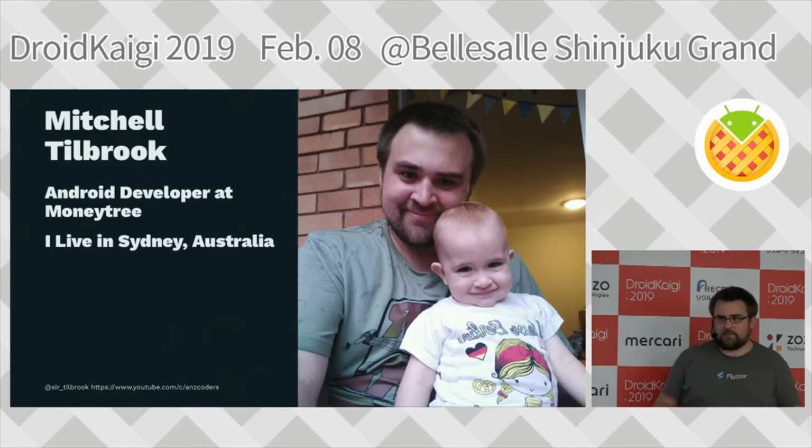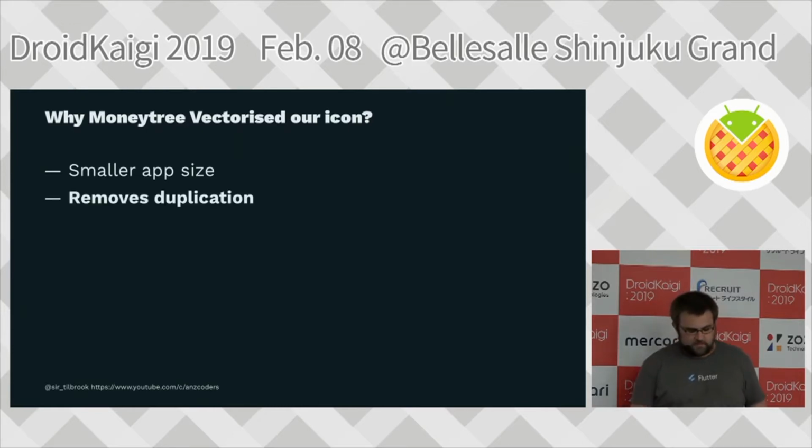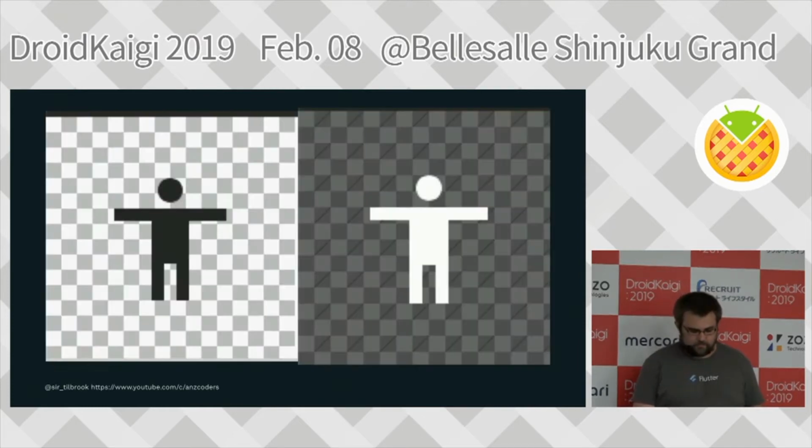So being able to effectively communicate with the designers was helpful in trying to work out some of the suboptimal exports we were getting out of the tools. Why did we vectorize our assets? There are a few reasons. You get a smaller APK when you're using vector graphics. This is becoming less of a problem with App Bundle, where you only have to ship the assets specific to the screen density. But for us, the bigger concern was reducing duplication.